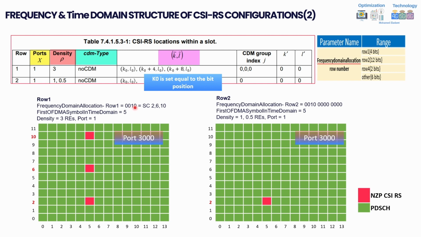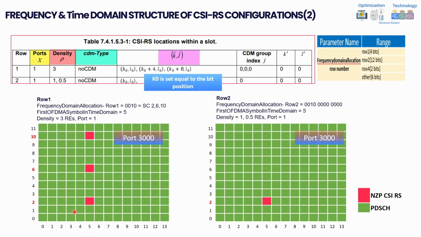If the last bit were 1 and the first three were 0, this means K0 would be equal to 3. So 0, 1, 2, 3. In this case K0 is equal to 2. The users will go and calculate the K0 here, so we know the subcarrier locations for these three resource elements. The first one will be K0 equal to 2, so it will start at 2. Then 2 plus 4 will be 6. Then 2 plus 8 means the subcarrier will be at number 10. This is the location of the subcarriers.